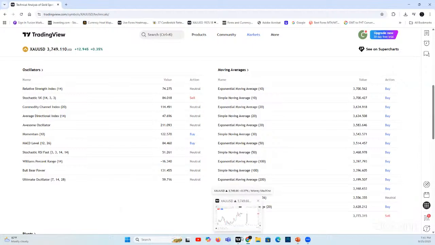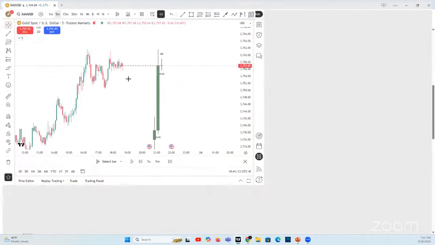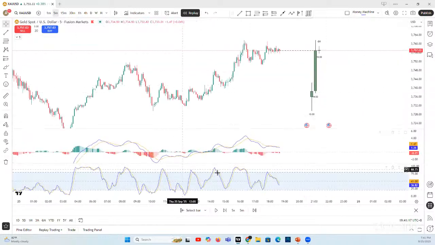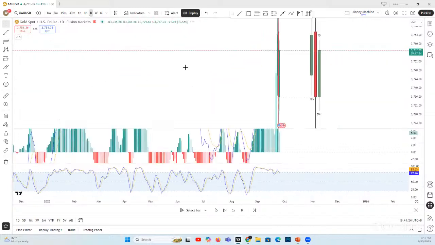So if you go to the chart, where's my stochastic? Okay, this is my stochastic. So it's showing sell. Let's go to the daily. Yes, you see, the stochastic is pointing down now. Now it wants to sell, because it's overbought. Now it's selling. That's what I mean, my friend.